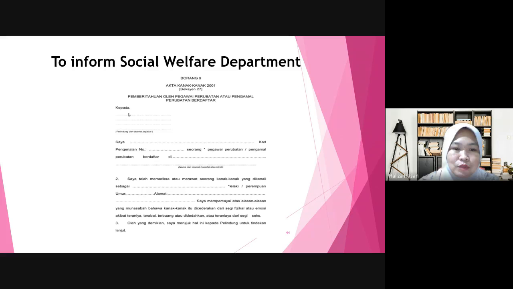After they do the investigation and assessment, for example abuse, during the investigation process the children will be under JKM. Throughout the investigation period, the children will be placed under the care of the Department of Social Welfare, in order to save the victim.